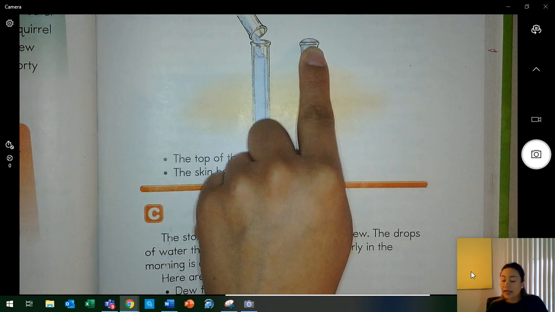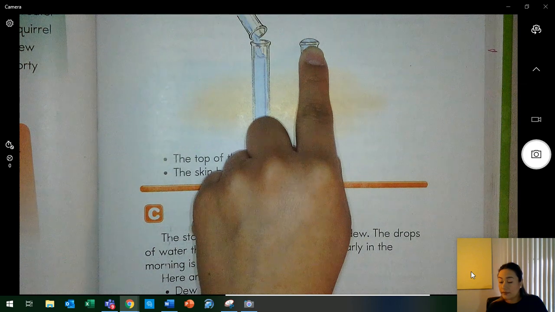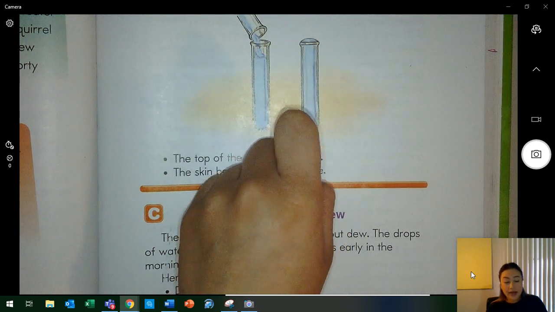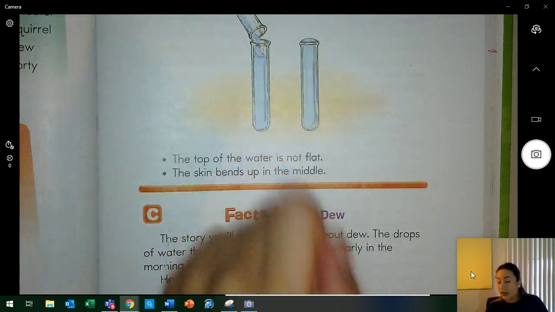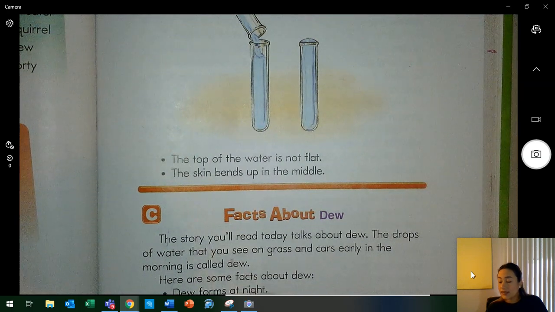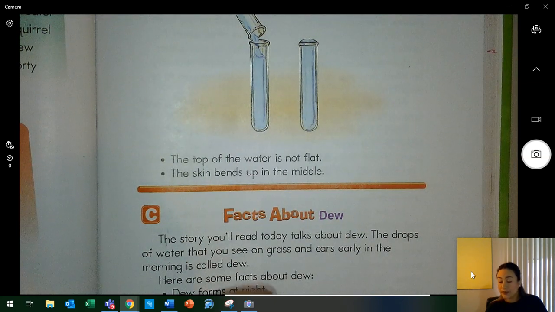Everybody, which part of the skin bends up? Get ready. Right, the middle. Which part of the skin is the lowest? Get ready. Right, the part near the sides of the tube.